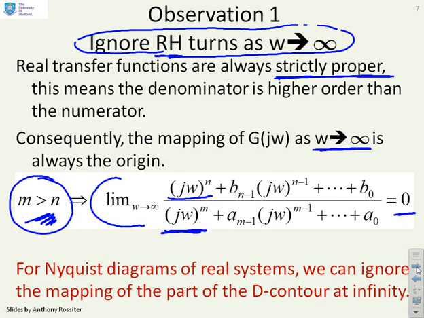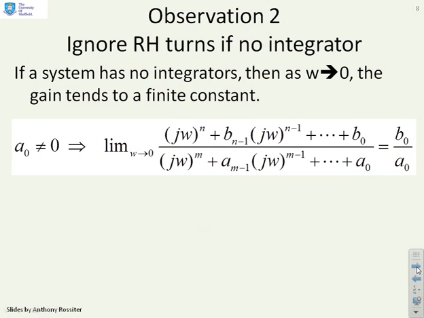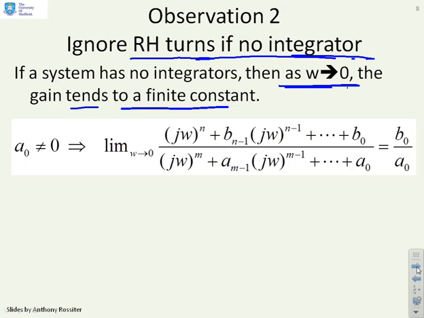Okay, so for Nyquist diagrams of real systems, we can ignore the mapping of the part of the D contour which is at infinity, because it maps to the origin. Second observation: we can also ignore the other 2 right-hand turns if the system doesn't have an integrator. Why is this? Because if there are no integrators, then as omega tends to 0, so as the D contour follows the bit which goes near to the origin, the gain is going to be a finite constant.